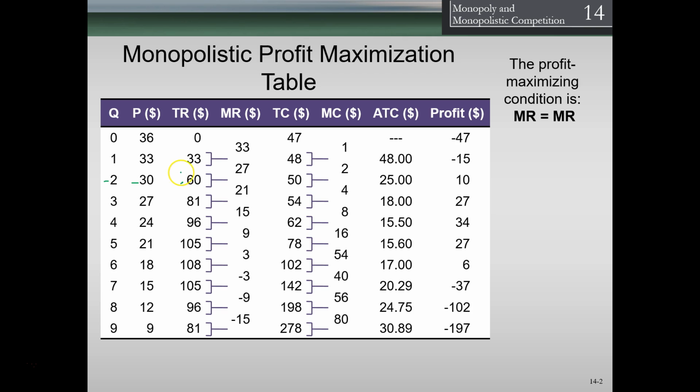Our marginal revenue went from 33 to 60. That's going to be a change of 27. So notice marginal revenue is declining. We're having a reduced marginal revenue as we go. We'll see that graphically in a second.